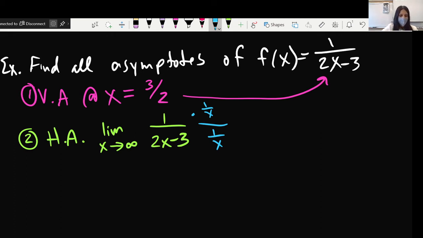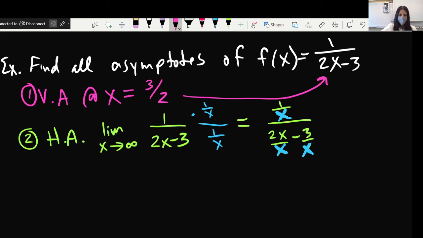But in doing this, I'm going to be lazy and just carry on this way. So in doing this, I'd have the limit as x approaches infinity of 1 over x at the top, over 2x over x minus 3 over x. And to try to clear this up, I'm going to try to color code this and keep things straight. Making sense so far?